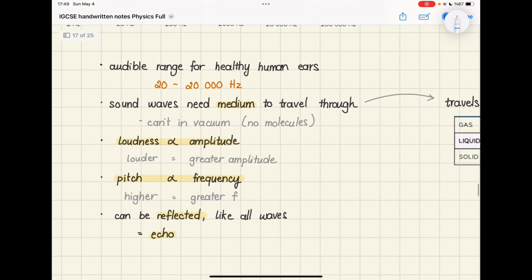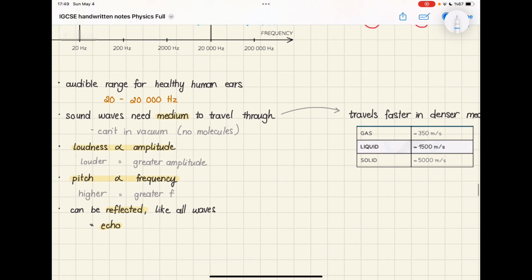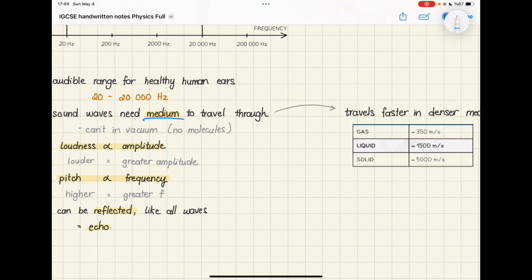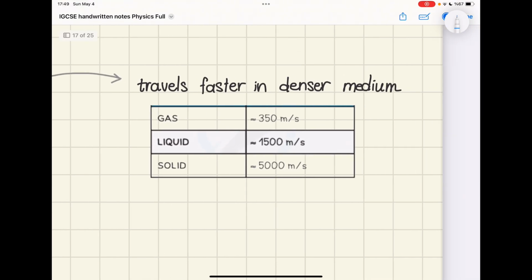Other things that we need to know about sound. The audible range for a healthy human ear is 20 to 20,000 hertz, or 20 kilohertz. Sound waves need a medium to travel through. They can't travel in a vacuum because there are no molecules. This is the speed of sound in different mediums. For example, in gas it is 350 meters per second, but you can see the denser the medium, we will have higher speeds. Liquid is denser than gas and solid is denser than liquid.